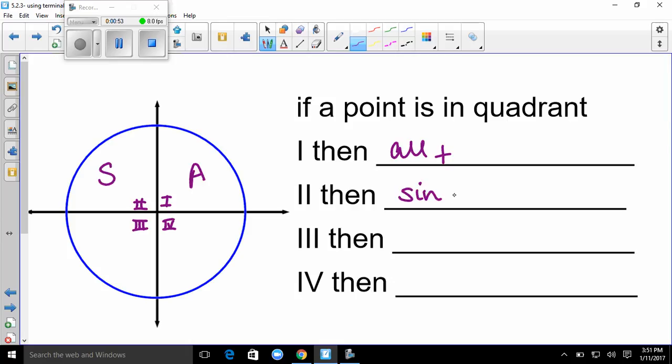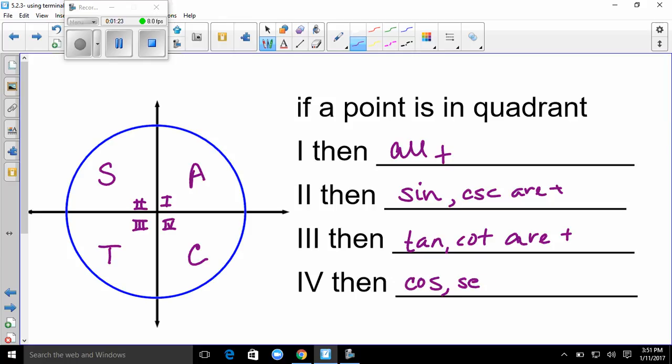Sine and its inverse, cosecant, are positive. Everything else is negative. Okay? I should say, and its reciprocal. In quadrant 3, that's tangent. That means tangent and its reciprocal cotangent are positive. That's the plus, positive. And then 4 is calculus. All students take calculus. That means cosine and its reciprocal, which is secant, are positive.